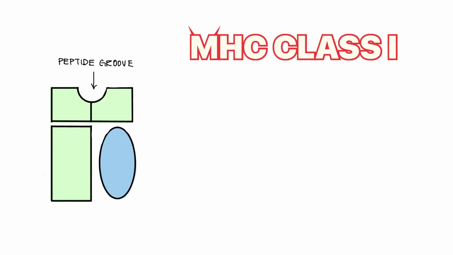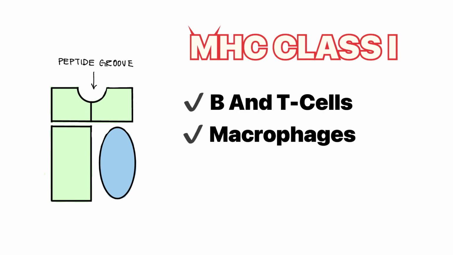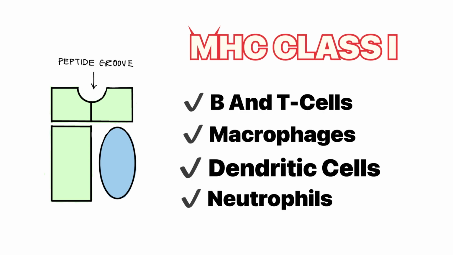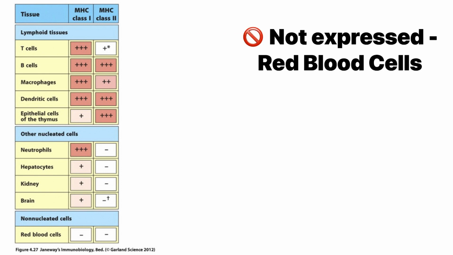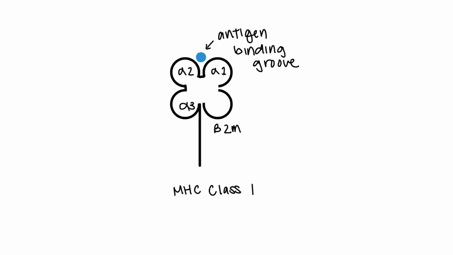MHC class I molecules are a type of receptor expressed on all nucleated cells, which include B cells, T cells, macrophages, dendritic cells, and neutrophils. The intensity of the expression may vary from cell to cell. They are not, however, expressed on red blood cells.